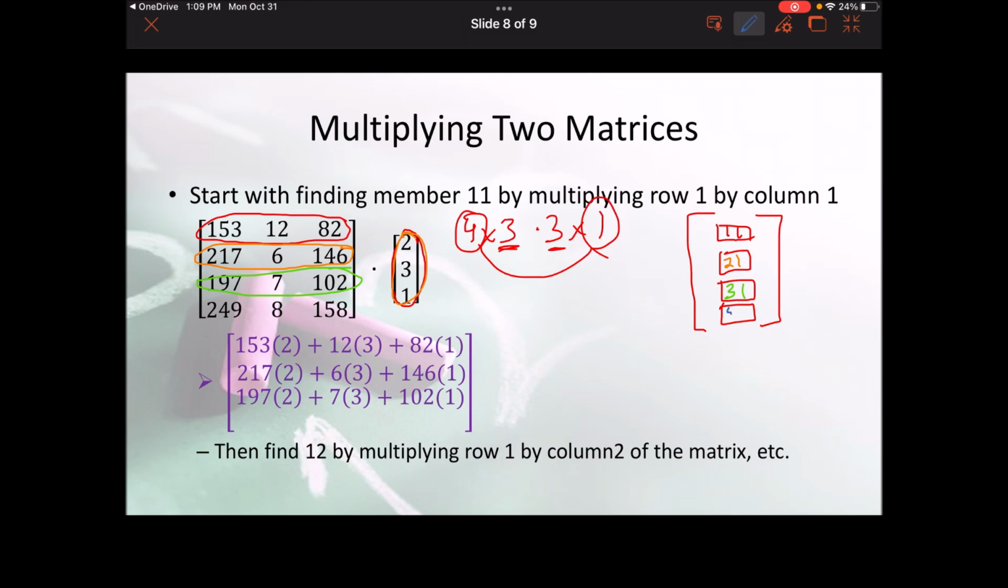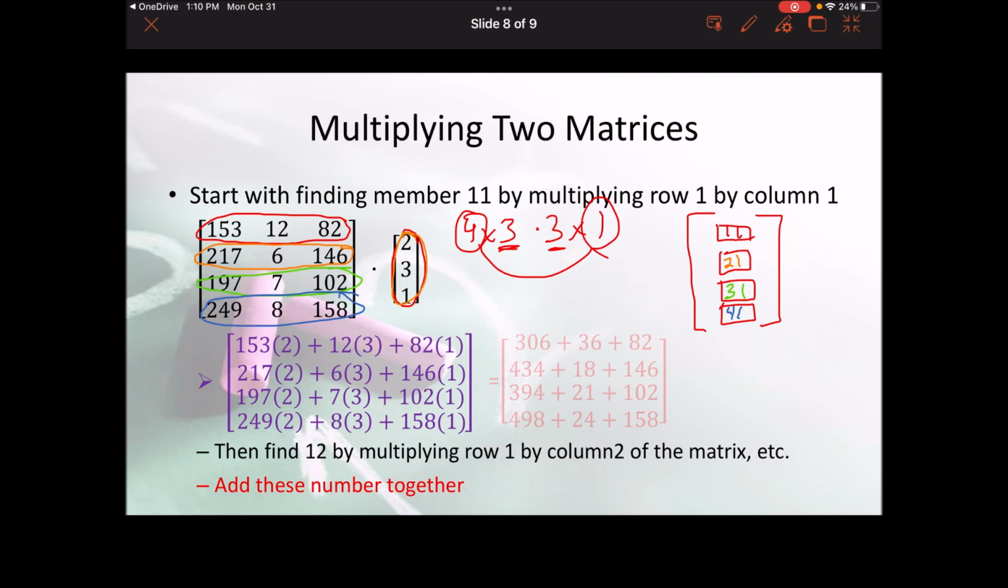Now for element 4, 1, I'm going to take the fourth row and multiply by my first column. When I do that, I get 249 times 2, 8 times 3, and 158 times 1. Now I need to simplify all those by going ahead and doing the multiplication, and then adding all those together. I get a final matrix that looks like this: 424, 598, 517, 680. Notice that it is a 4 by 1 matrix.